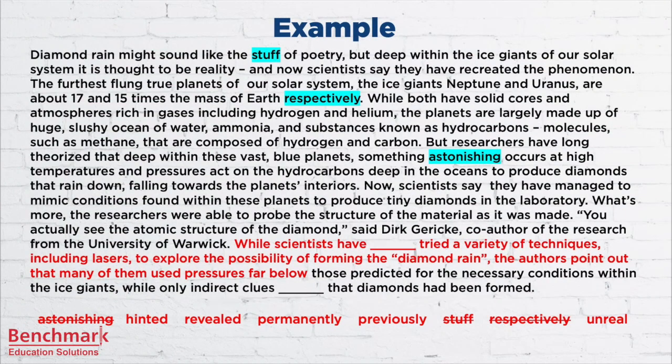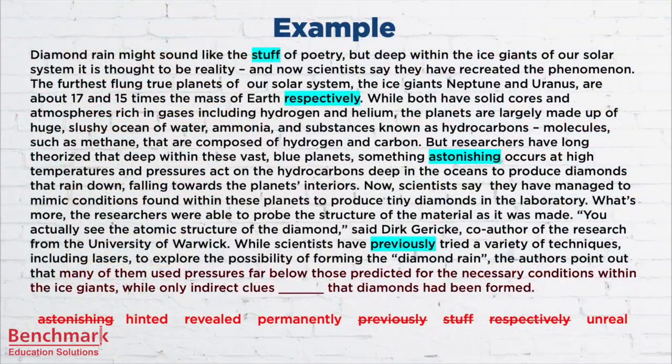While scientists have blank tried a variety of techniques, including lasers, to explore the possibility of forming the diamond rain, the authors point out that many of them used pressures far below. That's all we need for this as well. The missing part of speech would be an adverb here, since it's going to modify the verb tried. Our options are previously and permanently. Since the latter half of the sentence says that the authors point out that many of them used pressures, this means that scientists have tried techniques in the past or previously. That makes previously the correct adverb.